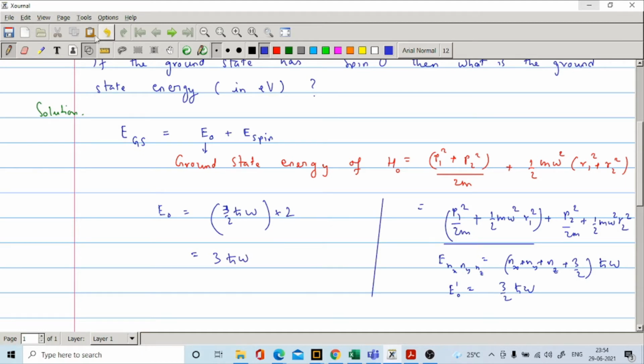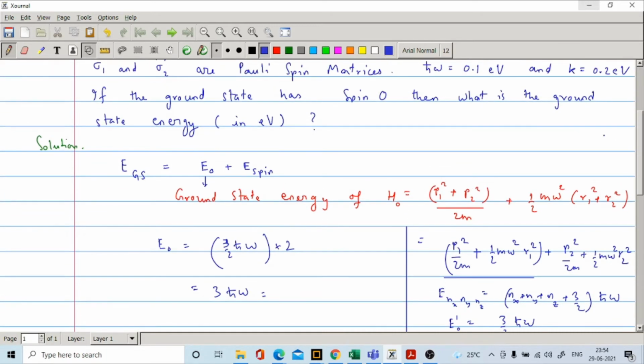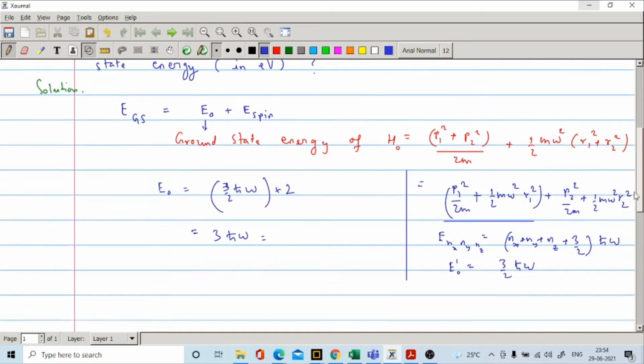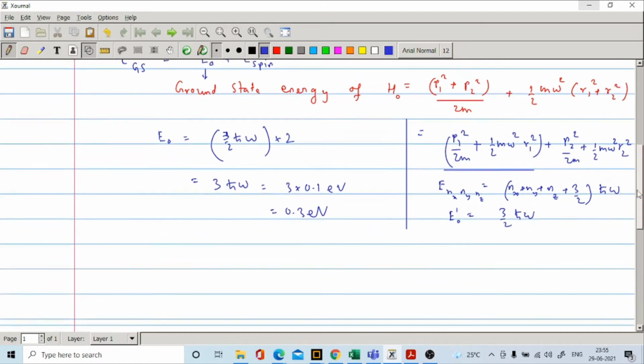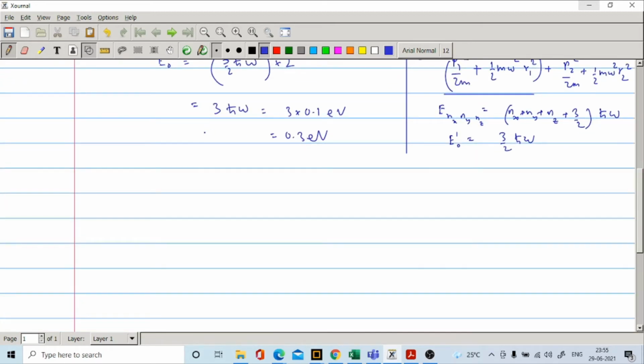So h bar omega, we are given, is equal to 0.1 electron volt. So 3 times 0.1 electron volt is nothing but 0.3 electron volt. So this is the harmonic oscillator potential part that we just determined to be 0.3 electron volt.